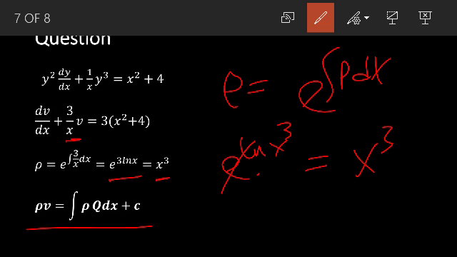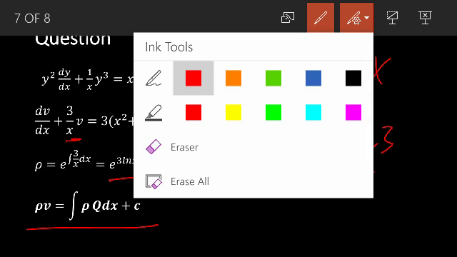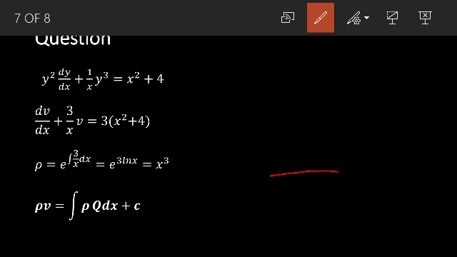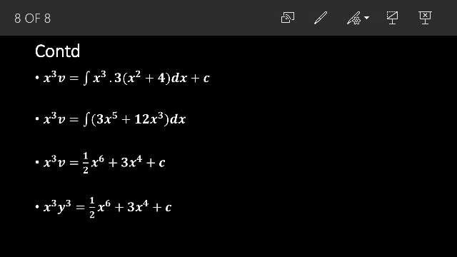Okay, so now the solution to a first order linear equation, which is rho v equal to the integral of rho q dx plus c. Substituting values now, that's our rho v. So our rho is x cubed, v equal to the integral of x cubed, which is our rho, then this is our q, then dx. So we have x cubed v equal to the integral. If we open these brackets, we are going to get this. The next step is to integrate this.